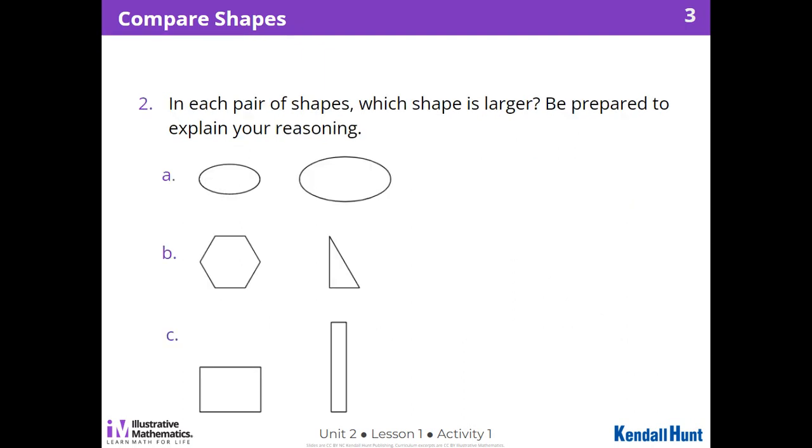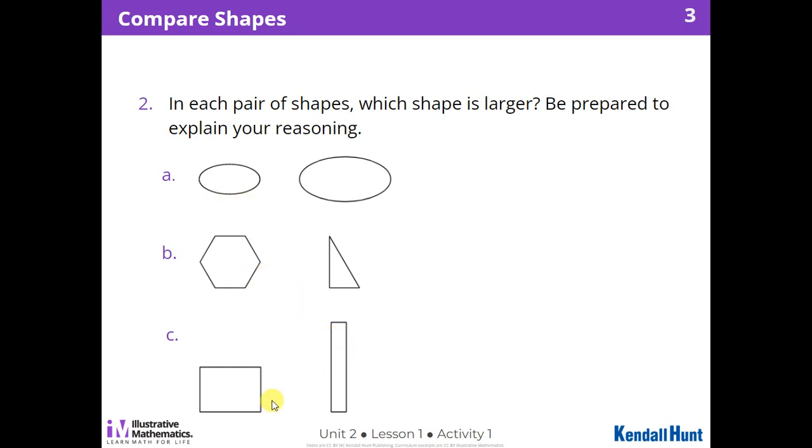Next we are giving them some pairs of shapes, and the question is just the same: which shape is larger? Be prepared to explain your reasoning. So here we are also asking for reasons, so we can add that they can put this figure on this figure, and they can say it has a larger area. So we can add some prompts here, or we can just ask them to prove why they are saying that this is larger than the other.